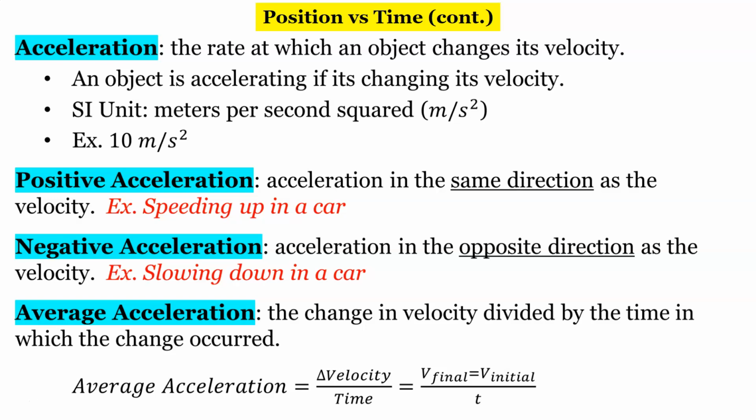The units that we use for acceleration are meters per second squared. Okay, and an example would be 10 meters per second squared. Positive acceleration is acceleration in the same direction as the velocity, so that would be speeding up in a car. Negative acceleration is acceleration in the opposite direction as the velocity, so slowing down in a car. We find average acceleration by taking the change in velocity and dividing it by the time in which the change occurred.